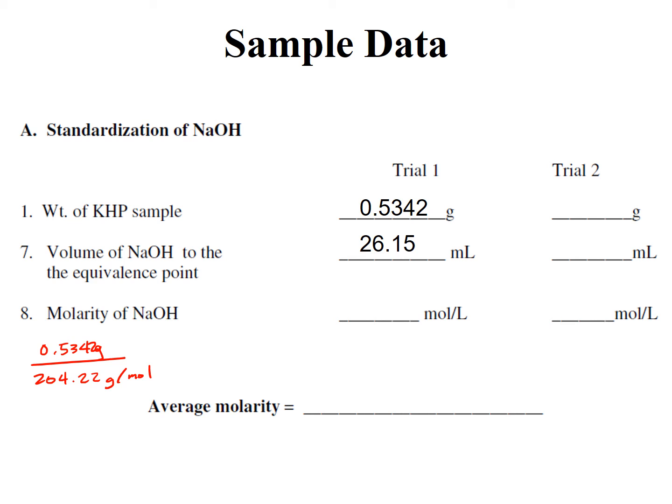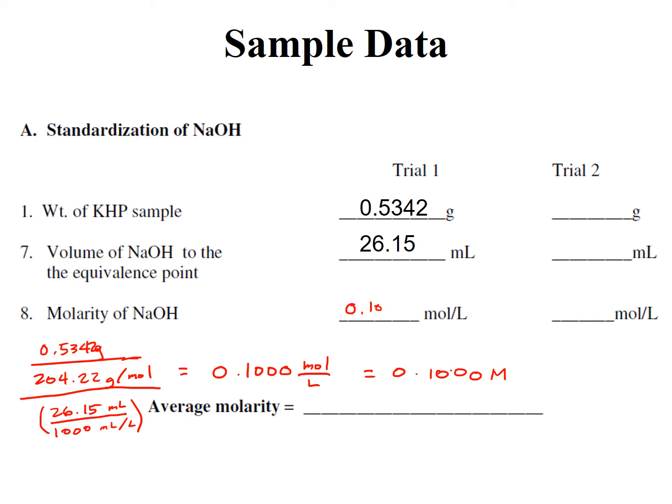Okay, so this represents the KHP, and if you're going to do the operation here, 0.5342 grams divided by 204.22, you're going to get a value which you're going to divide by the volume that you have here, and we can simplify this as 26.15 ml divided by 1000 ml per liter. Okay, so if you're going to do that, you're going to get a corresponding value that is around 0.100 moles per liter, or 0.100 molar.